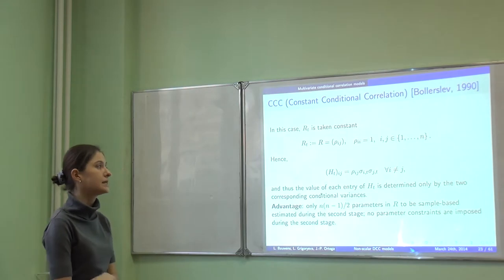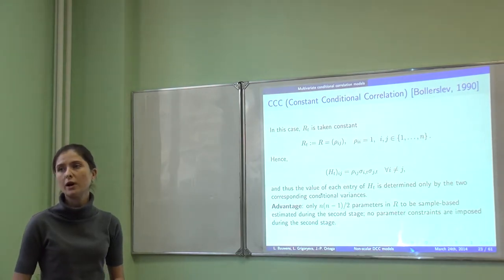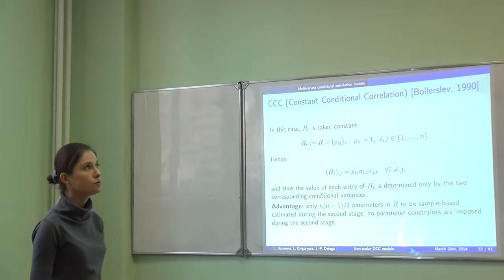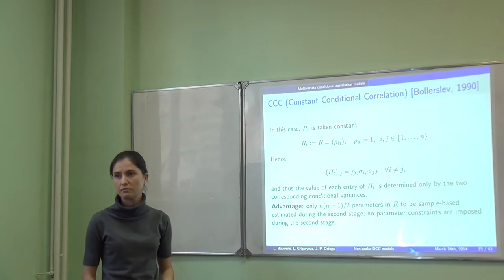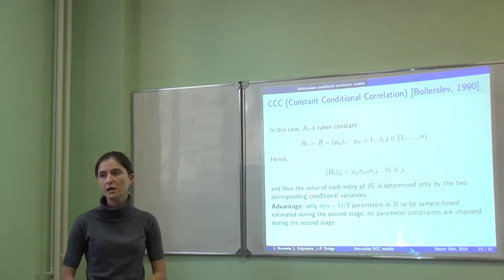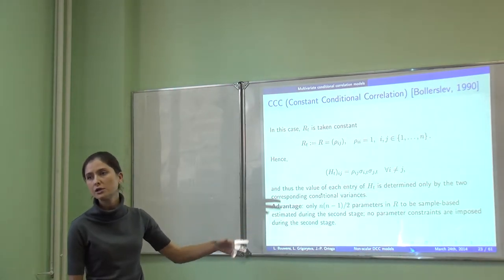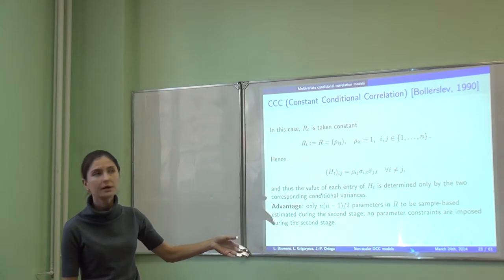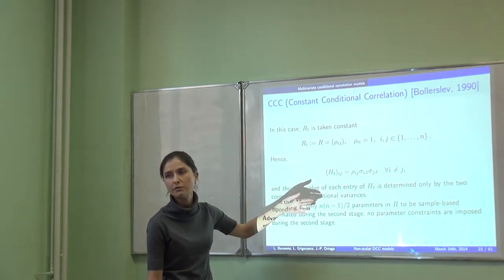So, what is the simplest thing you can imagine, even though it's widely used? It's just to assume that our RT is constant. So in this case, there is no model behind, no constraints. It's extremely easy. We can get the information about RT just using sample-based estimates. And this is how we get all the elements of our HT.